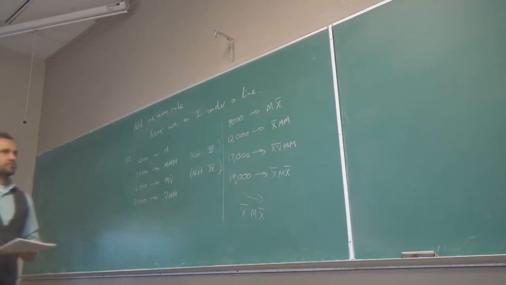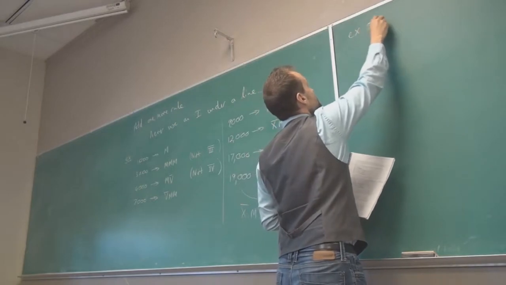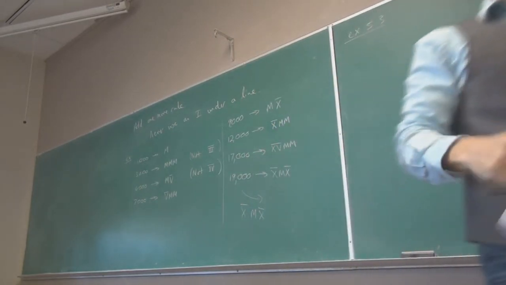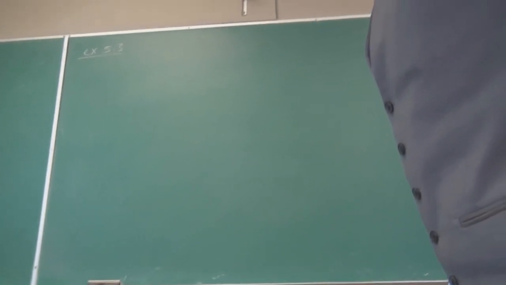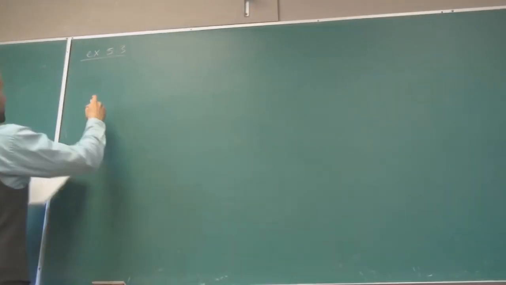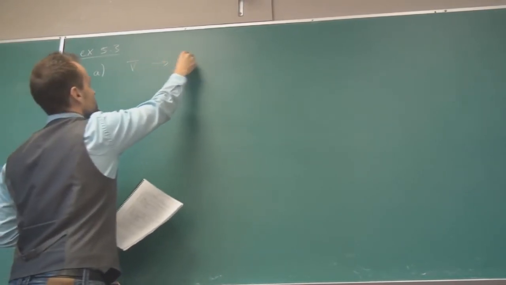Exercise 5.3. Let's start small. And even if that's all we do today, that's perfectly fine. I gave a very easy one first. I apologize. We've already done this one. 5,000.